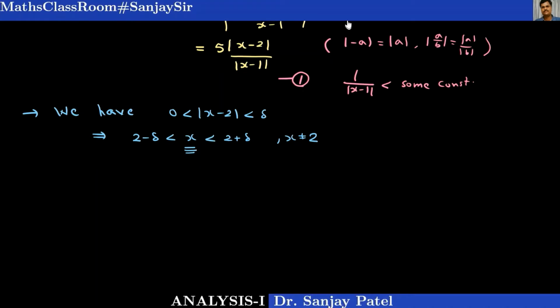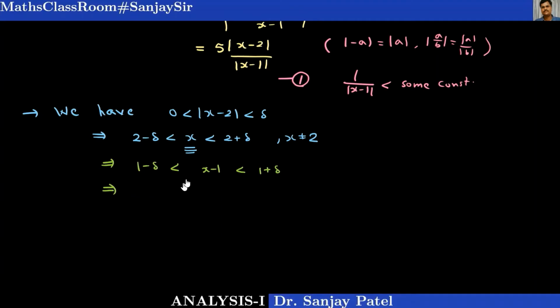So subtracting 1, what I will get is 2 minus 1. So that is 1 minus delta is less than x minus 1 less than 1 plus delta. We get this if you subtract 1, because I want x minus 1 here. Now I want 1 upon x minus 1, so I'll be taking the reciprocal here.